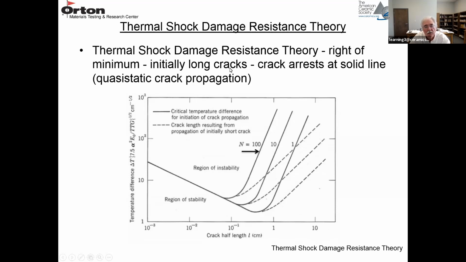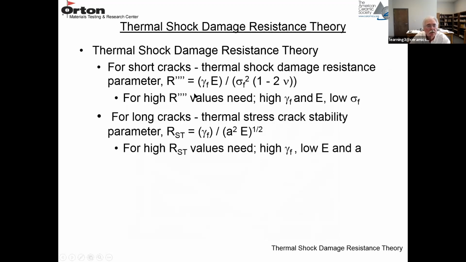If you have an initially long crack that's to the right of the minimum, the crack will stop at the solid line, and that's known as quasi-static crack propagation. So those are the two situations. For short cracks, R4 prime applies, and for long cracks, the other R parameter, RST, applies.